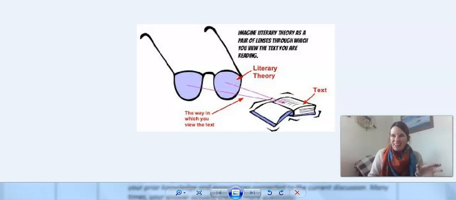There's a lot of them out there. Nothing's right or wrong, just a different door into how we analyze and approach literature.